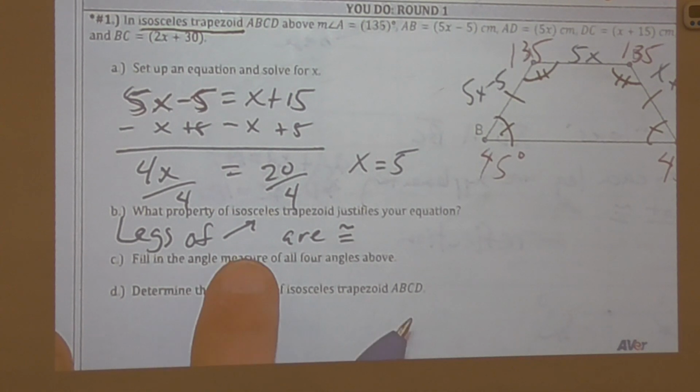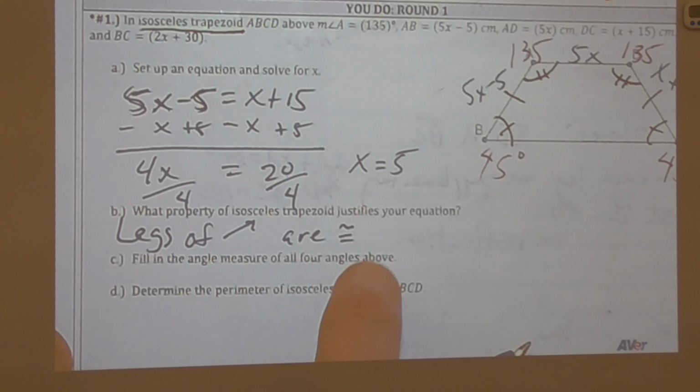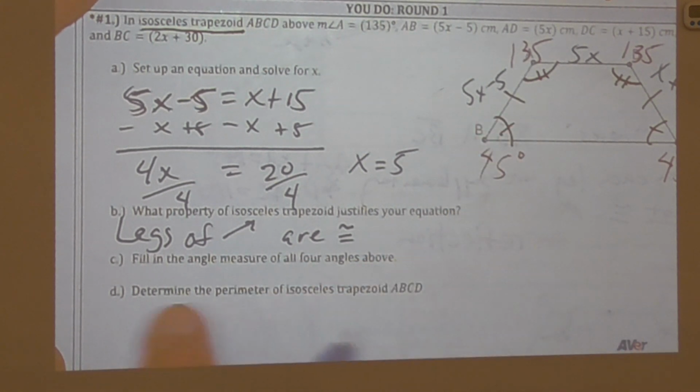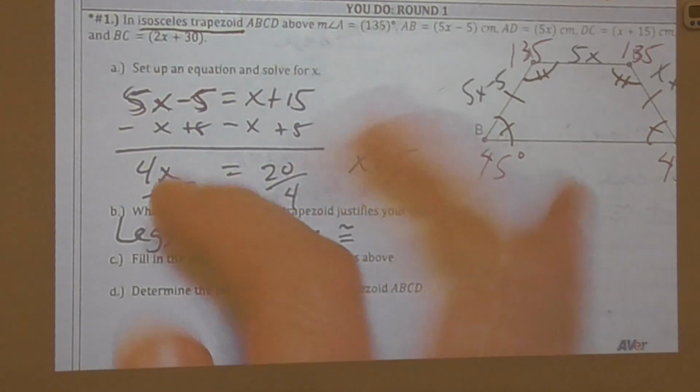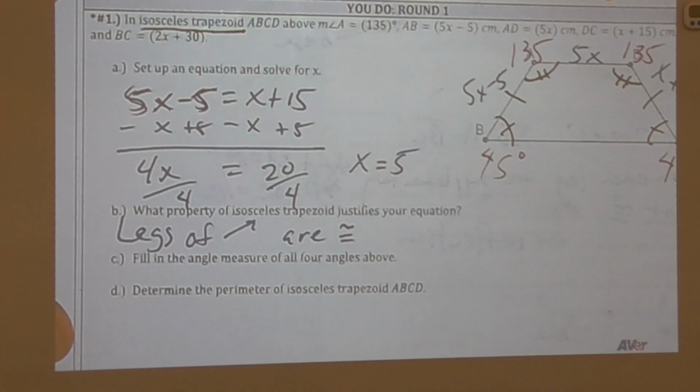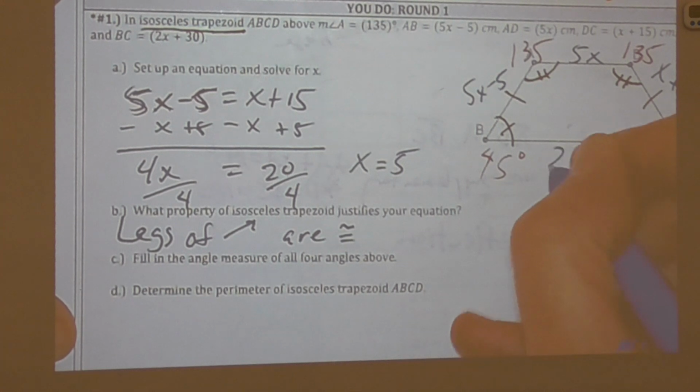Fill in all angle measures of the trapezoid. We already did that. Then finally determine the perimeter of the isosceles trapezoid. Oh, I forgot to annotate something, which was BC. BC 2x plus 30. So I'll put that down here.